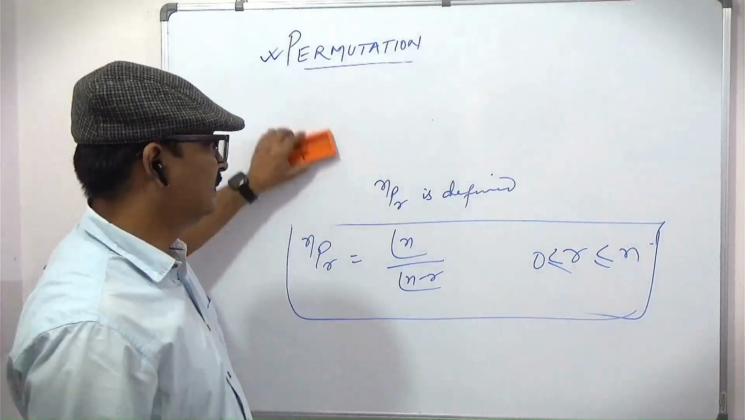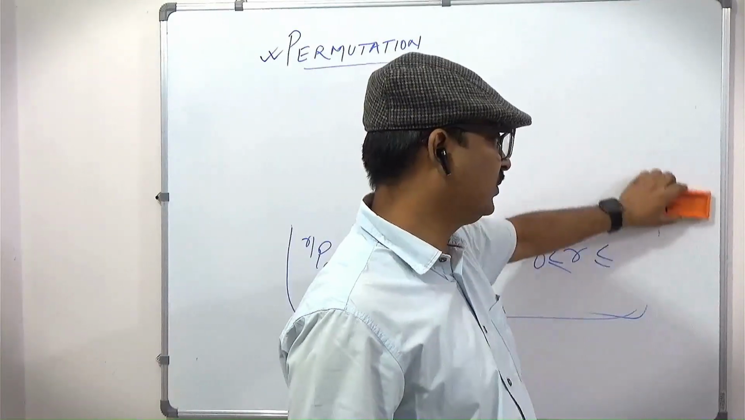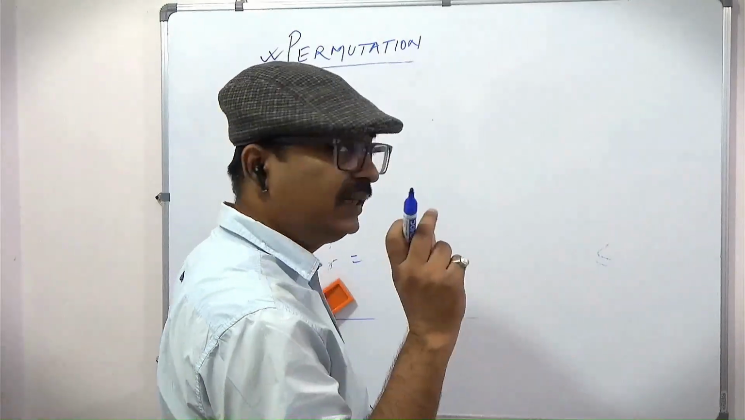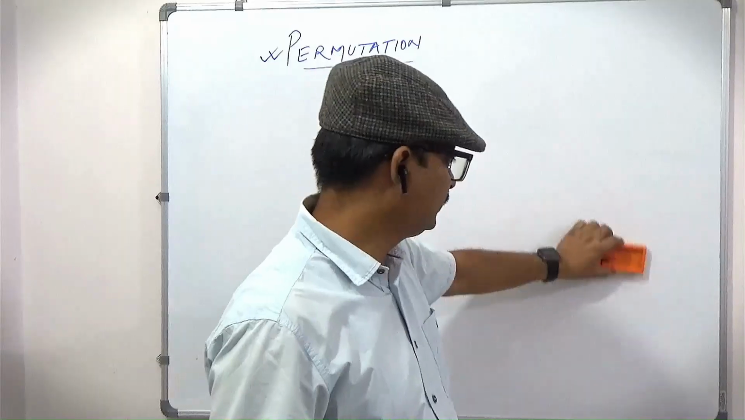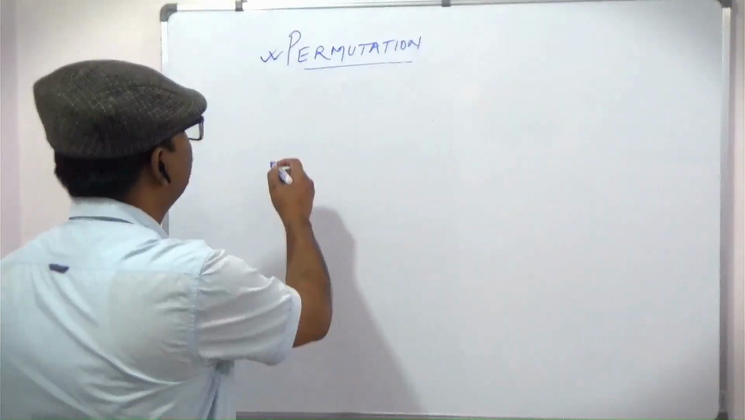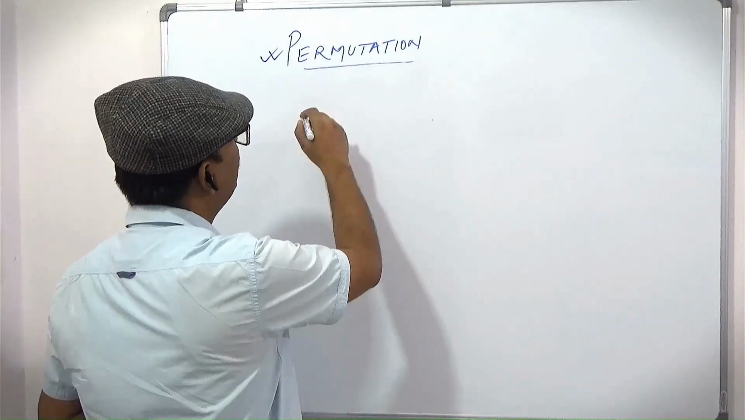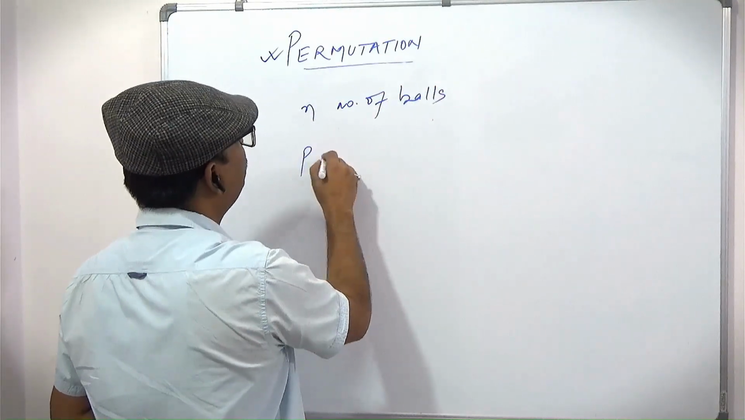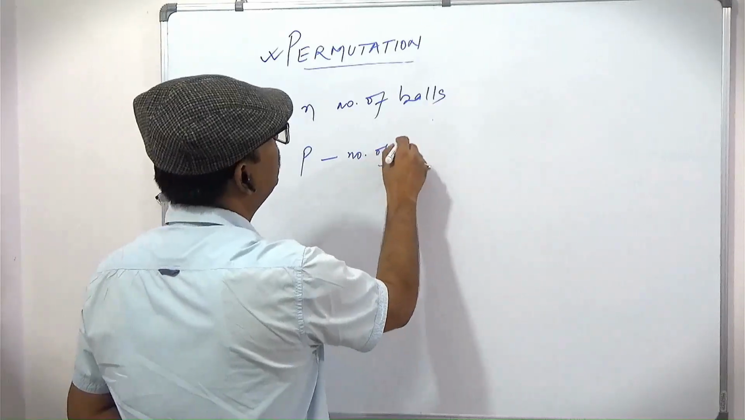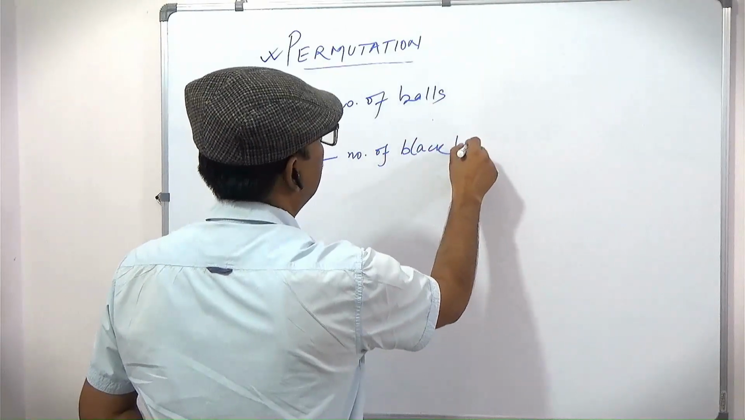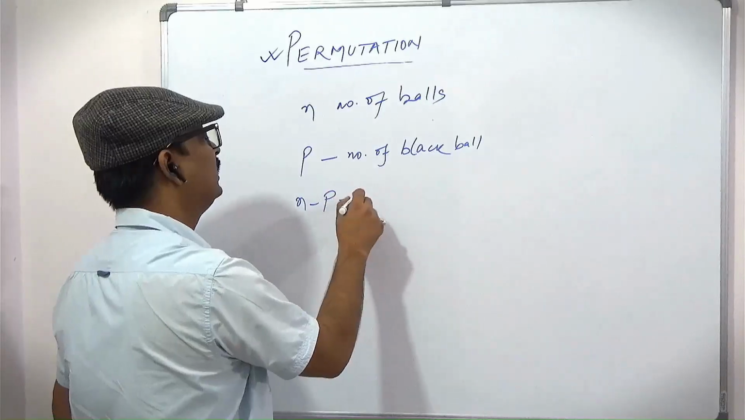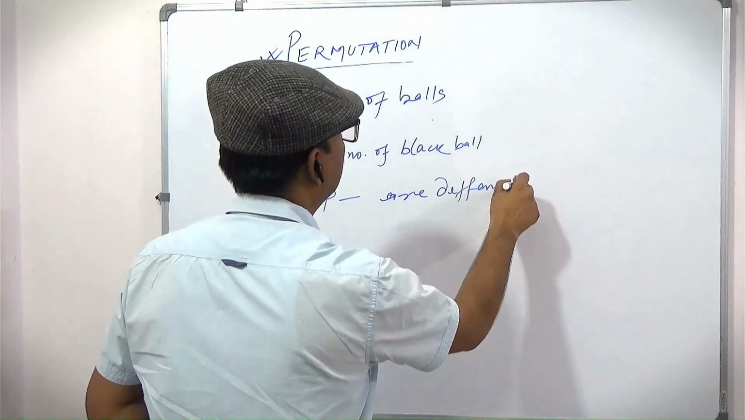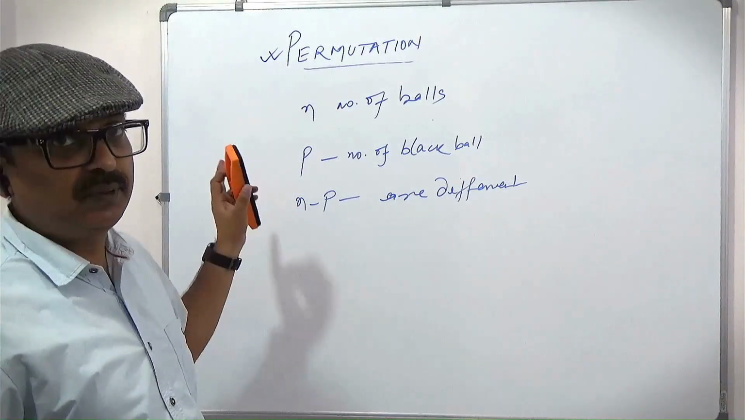Now one final thing we will see. What if we have n number of objects, out of which p number of objects are of one type and others are of a different type? What is the meaning of this? Let's say we have n number of balls, out of which we have p number of black balls, and the rest, that is n minus p, are different. They may be of different color, different numbering and all. Then how to find the permutation?